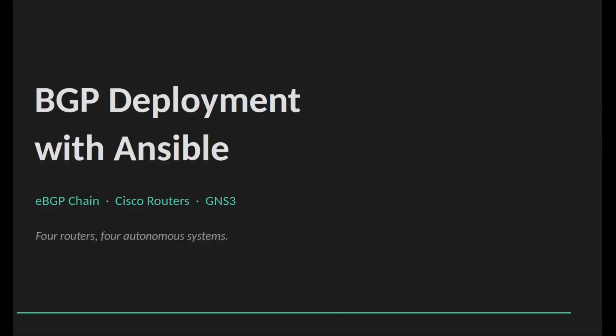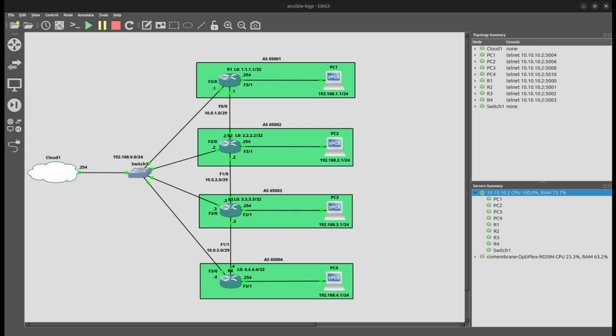This lab builds an eBGP chain across Cisco routers in GNS3, then uses Ansible to push the full configuration through Jinja 2 templates and verify the results. The point is not just getting BGP up, it's proving you can deploy and validate a multi-AS topology without touching the CLI on any router.